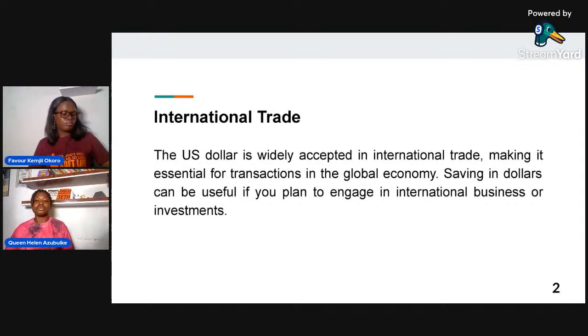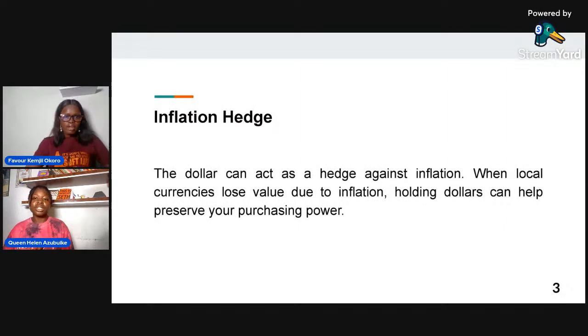Next, apart from international trade, we have inflation hedge. I already explained it earlier. It serves as a hedge against inflation. So when local currencies lose value due to inflation, holding dollar can help you preserve your purchasing power. So if you have dollar at 1,200 today, and dollar increases in value, inflation, and naira is still deflating, you will still be able to purchase other stuff. It will not affect you. You will not be at a loss.